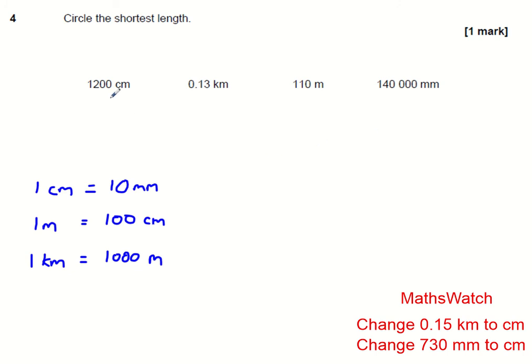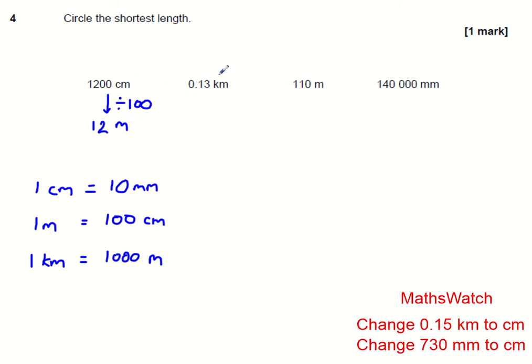So for the first one, changing 1,200 centimetres into metres means that we're using the conversion that 1 metre is equal to 100 centimetres. So if we're going from the unit of centimetres to the unit of metres, we're going from the number 100 down to the number 1, which means we are dividing by 100. 1,200 divided by 100 is 12. So 1,200 centimetres is equal to 12 metres.